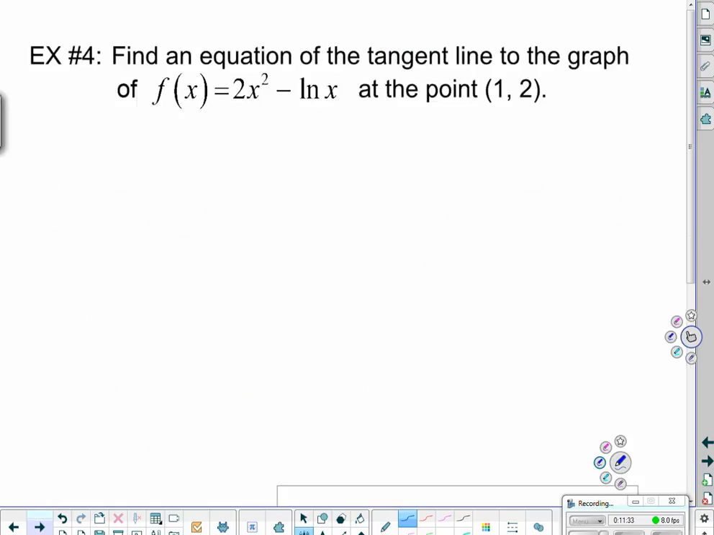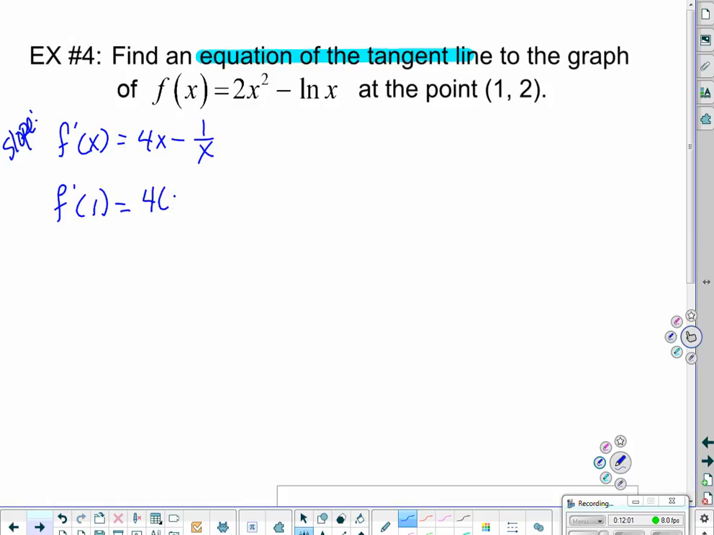Number 4, find an equation of the tangent line to the graph of that equation, this time of tangent line. So I'm going to have to do what I did before on the last problem, and that is get the slope. So let's start out by getting the slope. Well, f prime is going to equal 4x minus 1 over x, the derivative of natural log there. We need to evaluate the slope when x is 1.